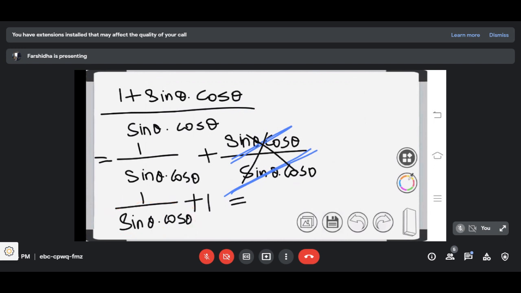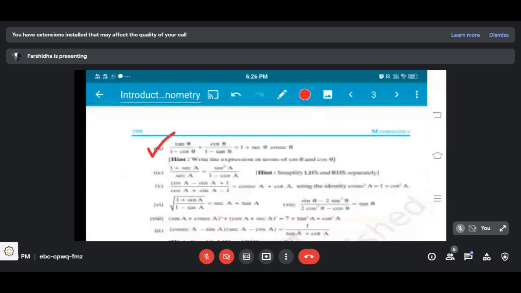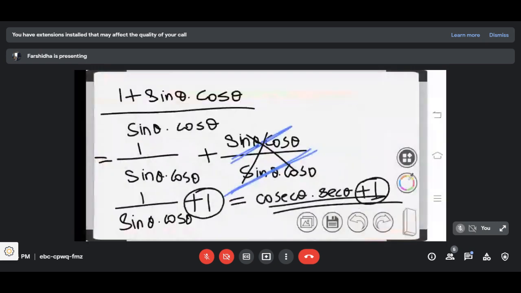So instead of 1 by sine theta cos theta, you can write the reciprocals. Reciprocal of sine is cosec, cosec theta into reciprocal of cos is sec, cosec theta into sec theta. Then you have plus 1. So the answer is cosec theta into sec theta plus 1. See the question. We need to prove this is equal to 1 plus sec theta into cosec theta.